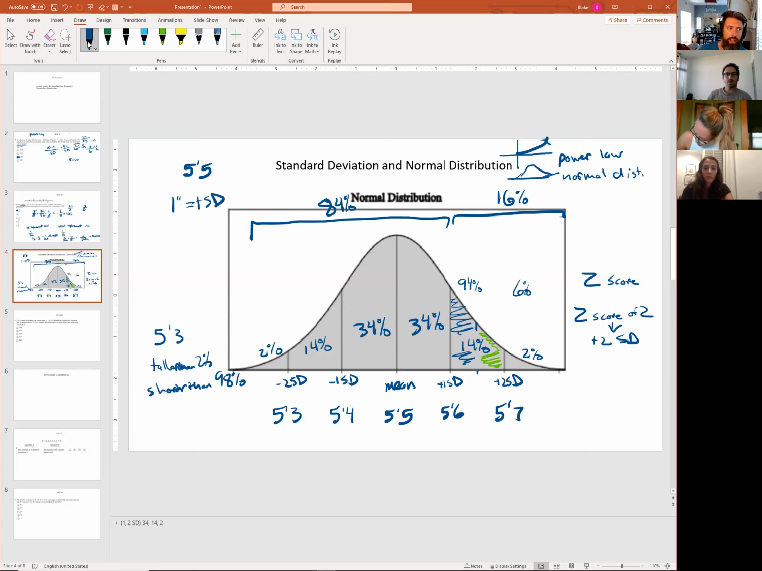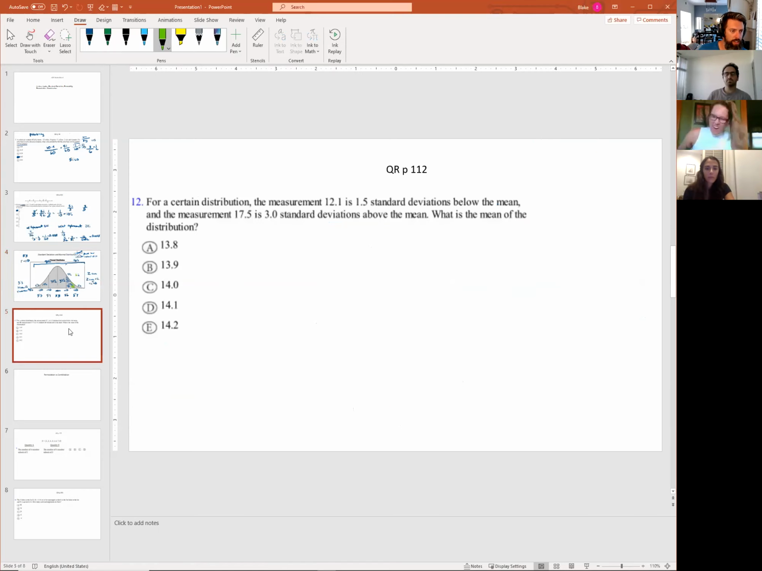So let's take a look. Let's do this here. We'll take a look at a standard deviation question here. So this is on page 112 in your workbook.